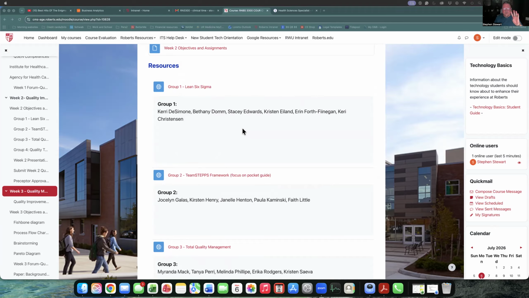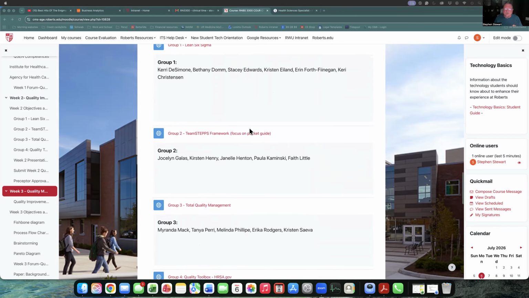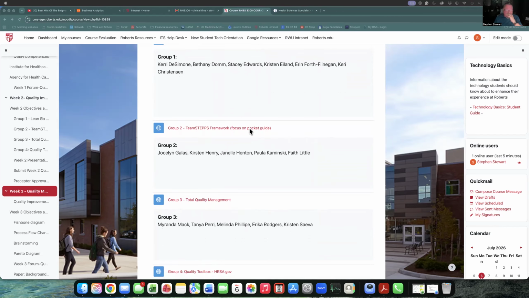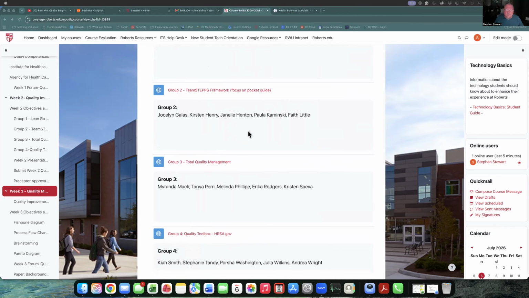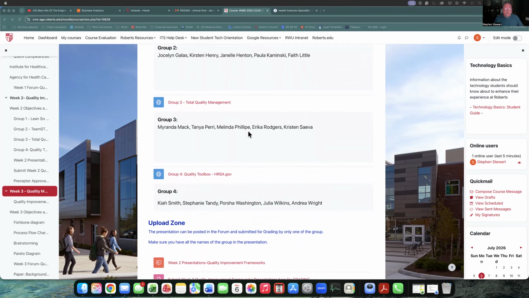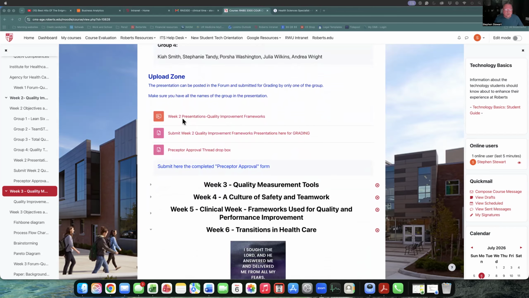There's only going to be 4 posts in the discussion board, 1 presentation for each group. So that, I think that was a little confusing in the instructions. So for your forum, which is right here, this is your discussion board this week. You're going to post 1 person from the group in the discussion board, and then the other groups, it says respond to 2 of them.